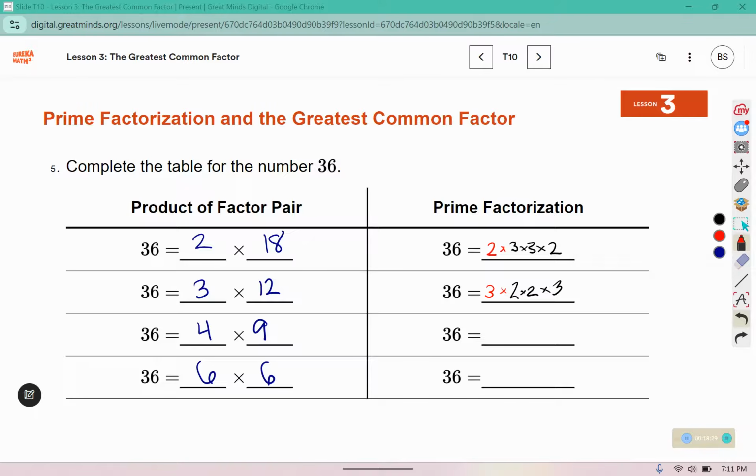Neither 4 nor 9 are prime, so we're going to split both of those up. 4 is 2 times 2, and 9 is 3 times 3. Same thing with 6. 6 and 6 are not prime, so we're going to split those up into 2 times 3 and 2 times 3. In all 4 of these, we see 2 2's and 2 3's.